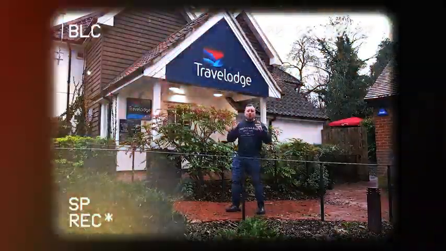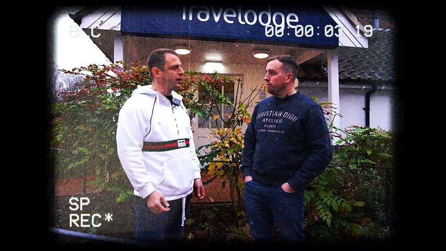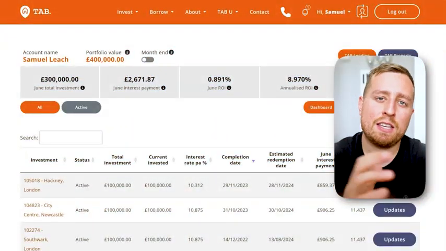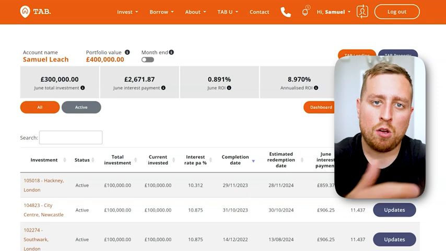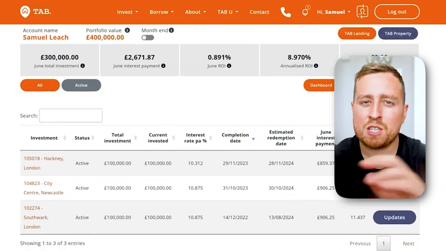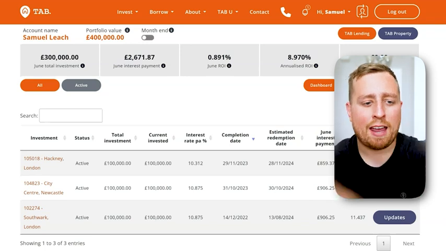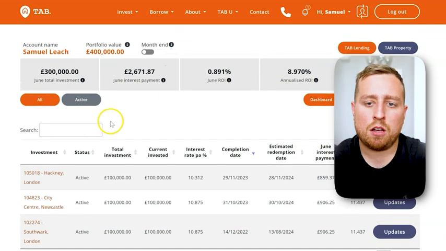As some of you guys may have seen, I've obviously been doing some investment into either bridging loans or property via TAB. My portfolio value is at 400,000 on here. You can see the different positions that I'm in, why I'm in them. I've explained previously in my video on my channel, so you can go back and have a look. But let's take the example of my Travelodge investment on TAB Property.